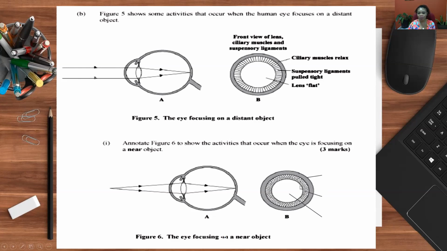So notice, this part of it looks a little bit different, clearly. So the first thing, ciliary muscles contract. So here with the distant object, it relaxes. With a near object, it contracts. Suspensory ligaments slacken. Look how they look. Notice what they look like. And finally, the lens is thick and more rounded.